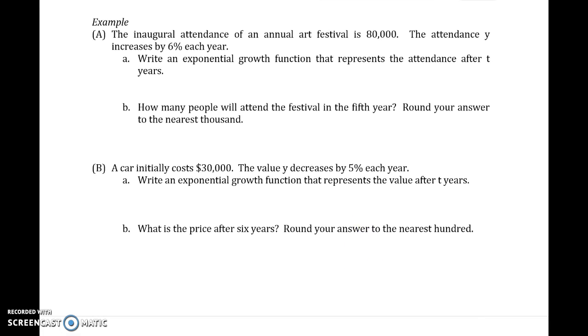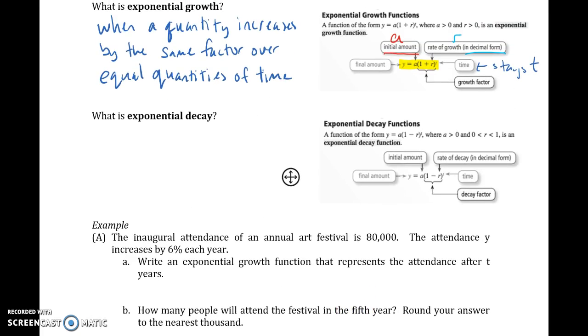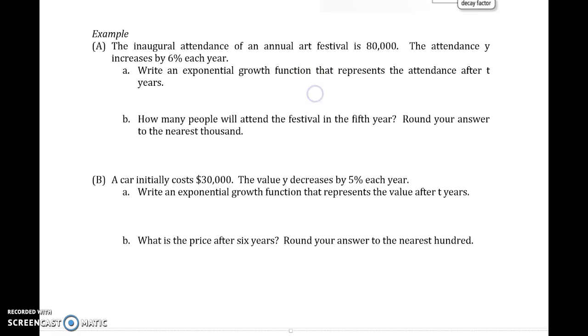So example A, the inaugural attendance of an annual art festival is 80,000. The attendance y increases by 6% every year. We want to write an exponential growth function that represents the attendance after t years. So what we want to do is make sure we know what part is what. We definitely need to know a value for a and a value for r. So a will be the initial amount, the first group attending the festival. And then r should be the percent increase for exponential growth. So we increase by 6%. So r is 6%, but remember, we want this as a decimal. So that's 6 over 100, which is 0.06.